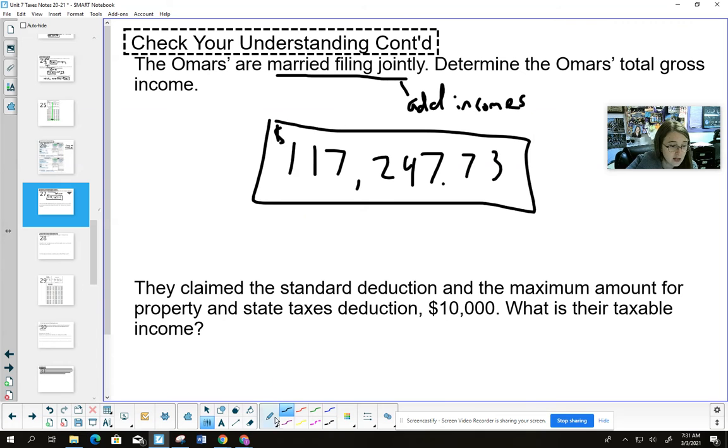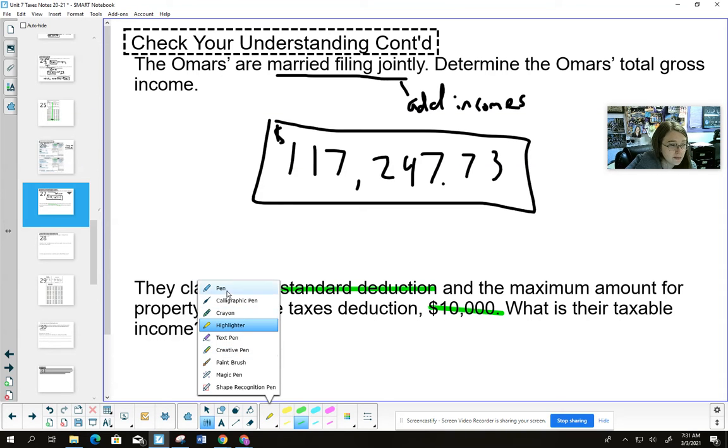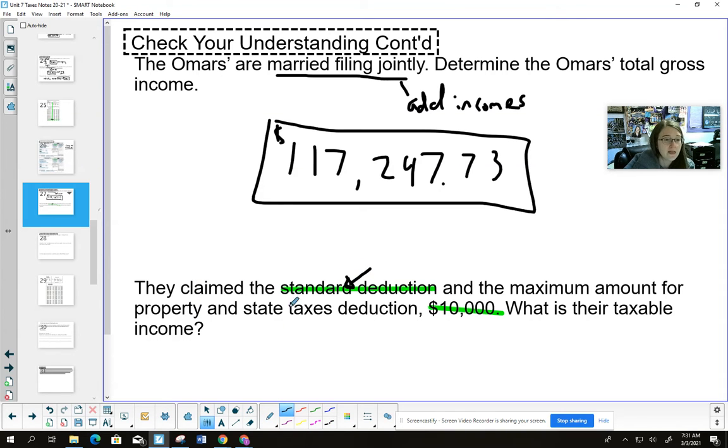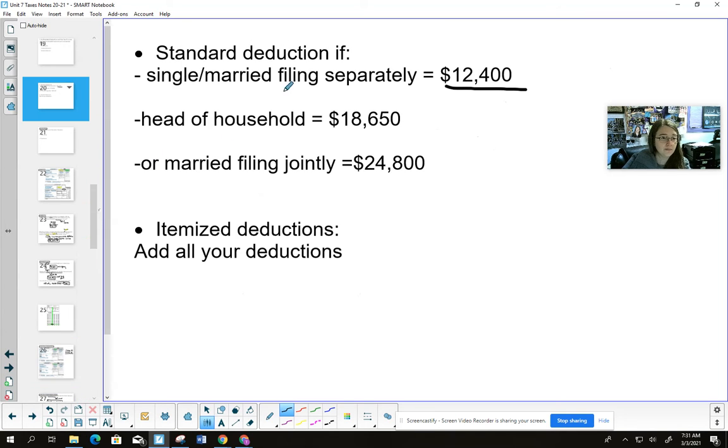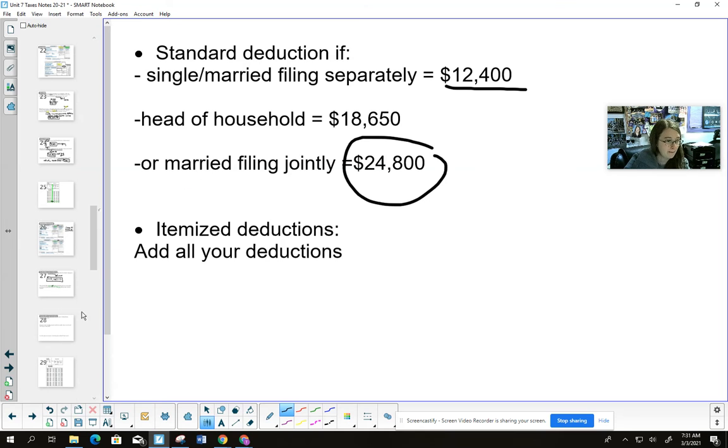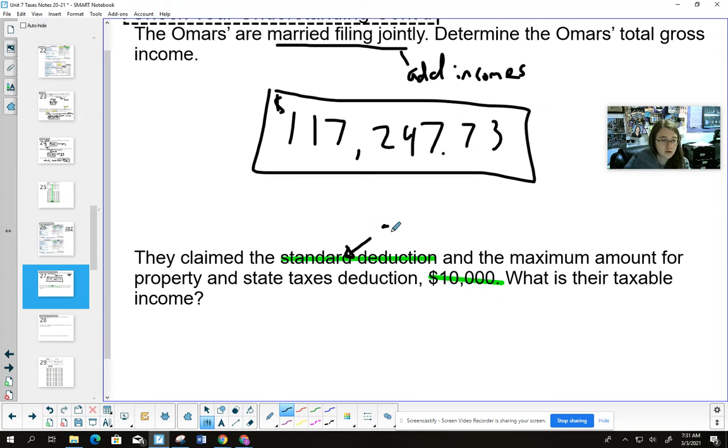So let's read this. Now, again, in the homework, I will tell you what these things are, but it says they claimed the standard deduction and the maximum amount for property and state taxes, which ends up being $10,000. Now, this is on the slide again earlier, the standard deduction, but they are married filing jointly. So looking back here, this is the standard deduction for married filing jointly. So we're going to go ahead and drop that over. 24,800. So here are their two deductions.